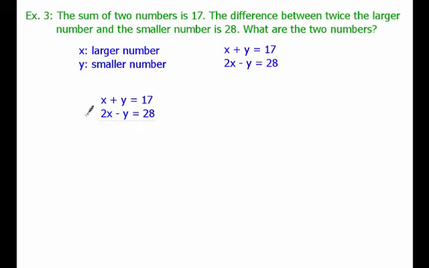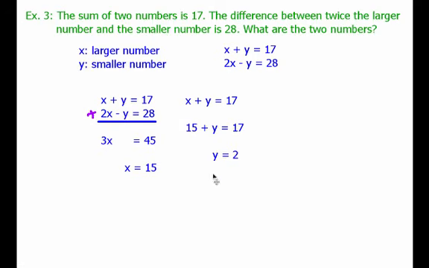They have different signs, so different signs means that I'm going to add these two equations together. x plus 2x equals 3x, y minus y equals 0, 17 plus 28 is 45. Divide both sides by 3 and I get x equals 15. So my bigger number is 15. Now I need to figure out the smaller number. I know x plus y equals 17, so 15 plus y equals 17, so y equals 2. So my bigger number is 15, my smaller number is 2.